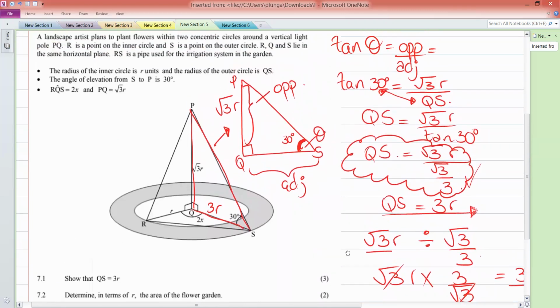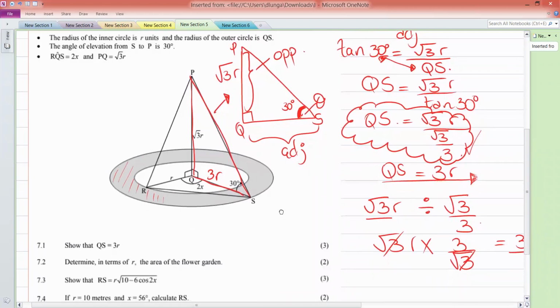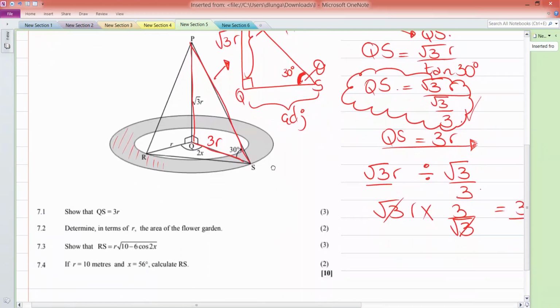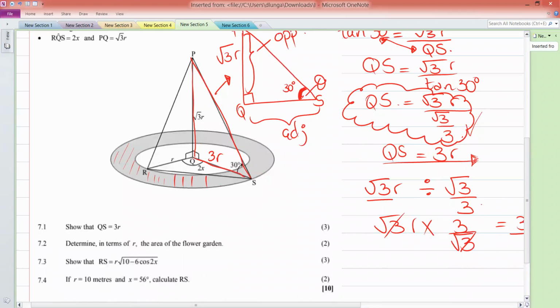Oh, okay. So I'm assuming the flower garden is this shaded part here? Okay, I think that's what it is. In terms of R, and then show that RS is that. Okay, perfect. So it's this shaded part. So that's your flower garden, and that is what we need to figure out the area of. So how do we figure out the area of the shaded part?